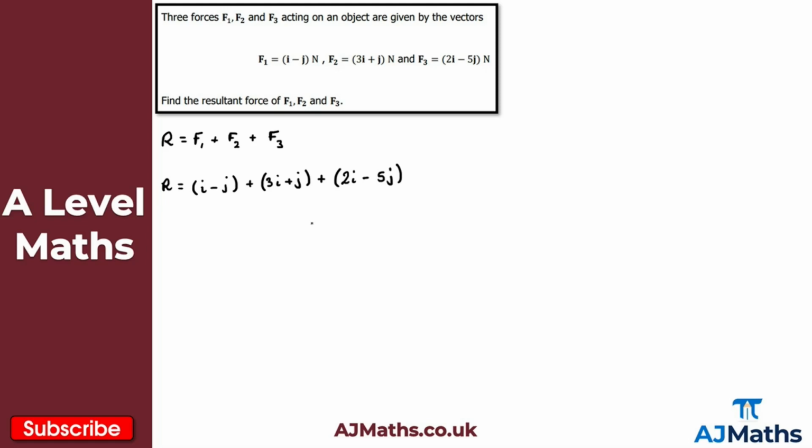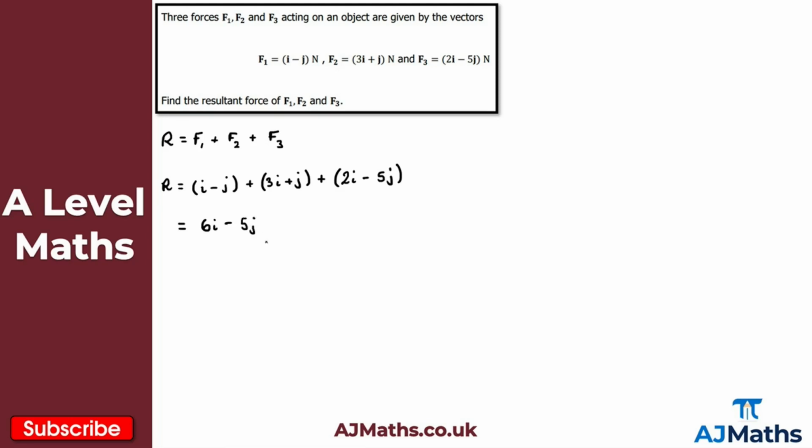So in this case then, we're simply adding these three vectors together. Add the i components together separately, do the same with the j components. Should all be hopefully nice and straightforward. So i plus 3i plus 2i, well i plus 3i is 4i, plus 2i there, that would give me 6i. I've then got minus j plus positive j here, so they'll just cancel, which gives me 0. And then I add minus 5j, which is just the same as subtracting 5j. So in that case then, we get 6i minus 5j.